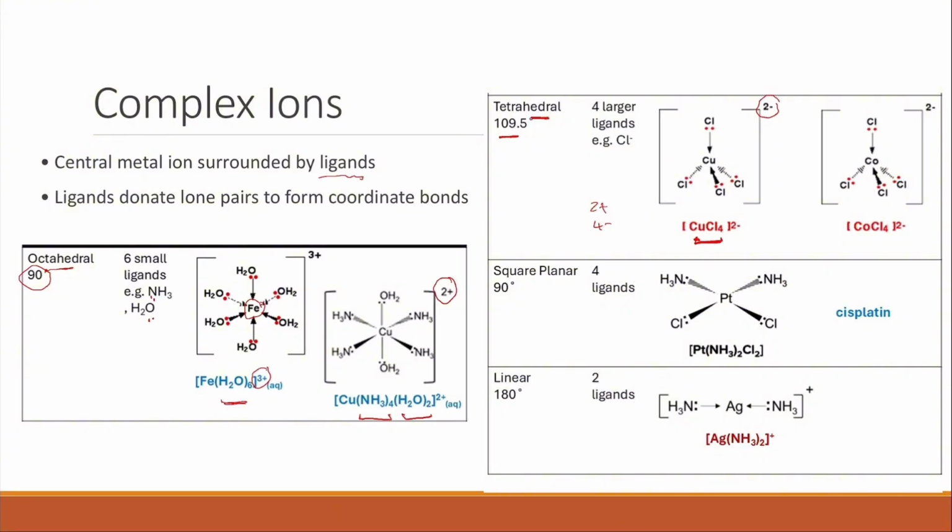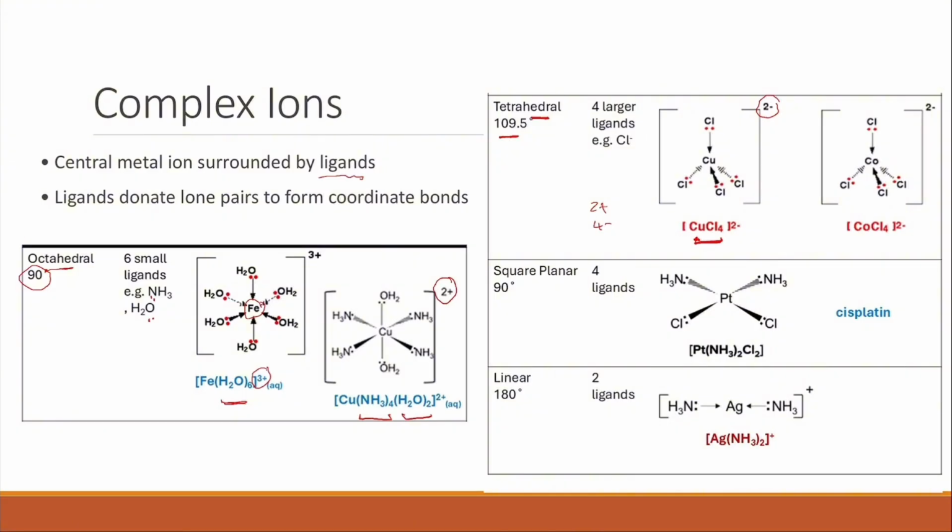And then we have something like cobalt chloride. It's the same as well: 4 chloride ions surrounding the cobalt ion, and the cobalt is 2 plus, 4 chloride ions each with 1 minus, so in total 2 minus.